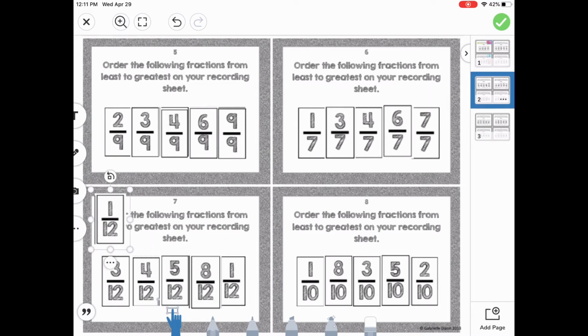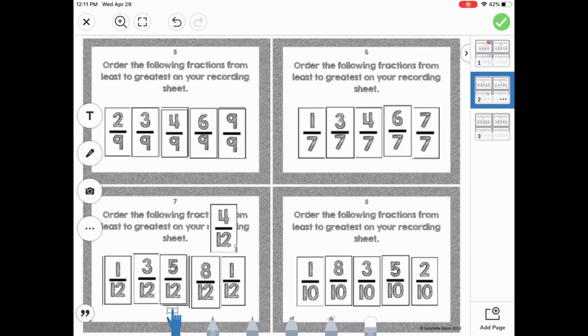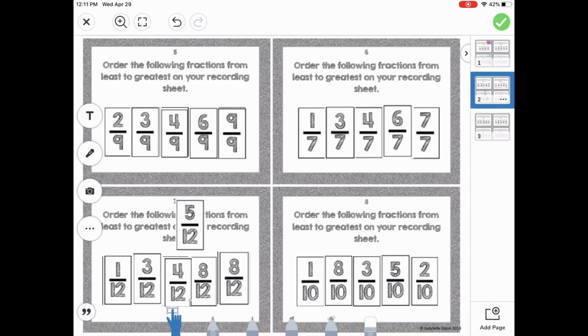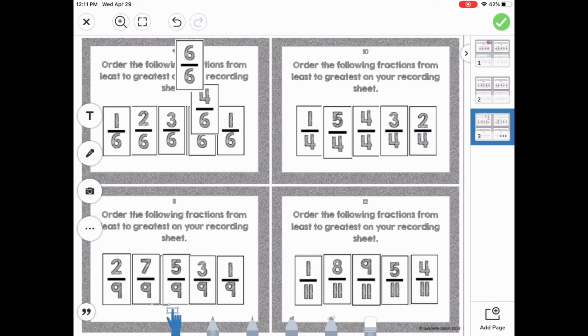Number 7, I know 1/12 is going to be the smallest, and then 3/12, and then 4/12, 5/12, and 8/12. And next I have number 8, 1/10 is the smallest, then 2/10, 3/10, 5/10, and 8/10. On the third page, I have 2/6. I know that's not the smallest because I see 1/6, then 2/6, then 3/6, 4/6, and 6/6. Number 10, 1/4 is already the smallest.